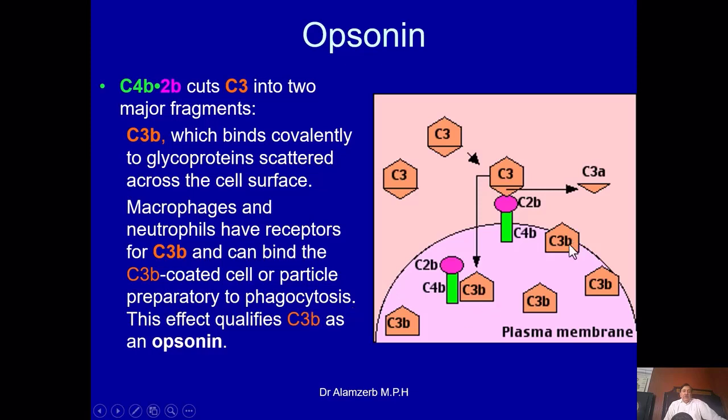So when these C3b are present on the surface of any cell, they are attacked by the phagocytic cell and phagocytosed. This effect qualifies C3b as an opsonin. Opsonin means they bring the bacteria and the phagocytic cell near to each other. So this is called opsonin. The C3b brings the phagocytic cell close to the bacteria.